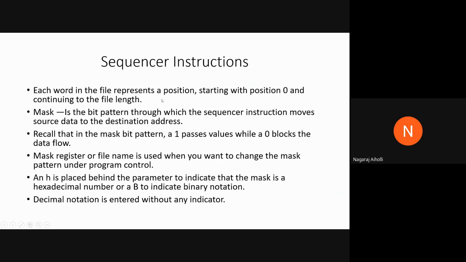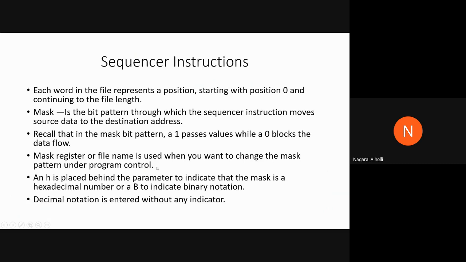Each word in the file represents a position. There is a particular position in the file, whether it is the first position, the second position, or the fifth position, and the data that we want to sequence or transfer to the destination is mentioned by the position. Mask is the bit pattern through which the sequencer instruction moves source data to the destination address. In a mask pattern, a 1 passes the value while a 0 blocks the data flow. Mask register or file name is used when you want to change the mask pattern under program control.